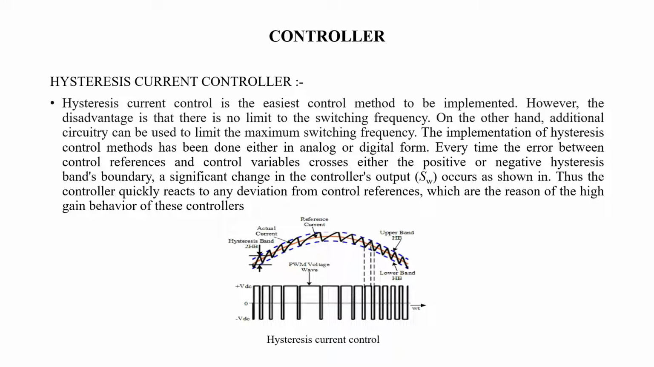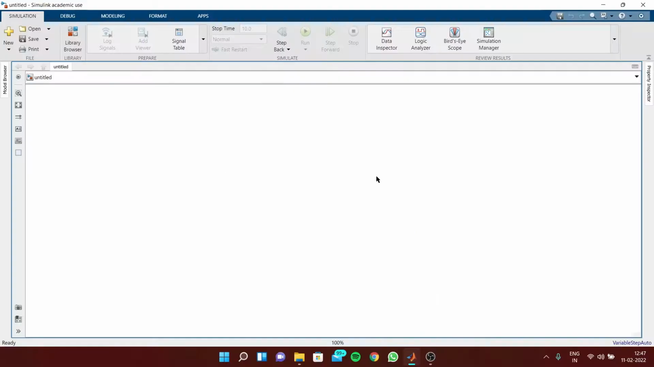First, when the switch is closed, the current passes through the circuit where it goes from the lower band to the upper band. When it touches the upper band, it will turn off the switch and decrease the current flow. Again, when it touches the lower band, it will turn on the switch. It does this alternately and generates PWM through which the speed is controlled.